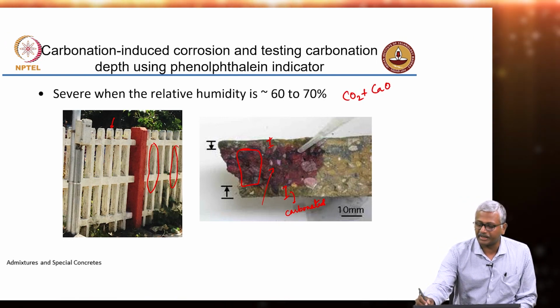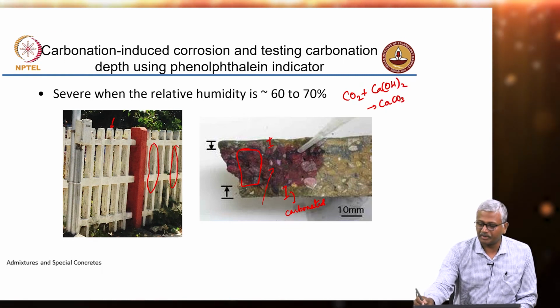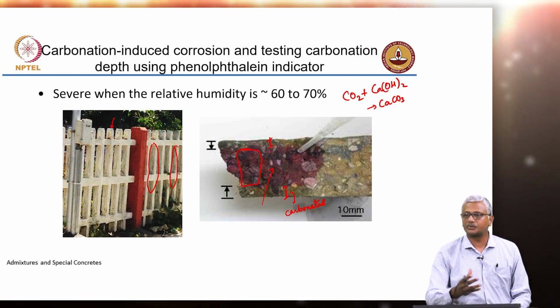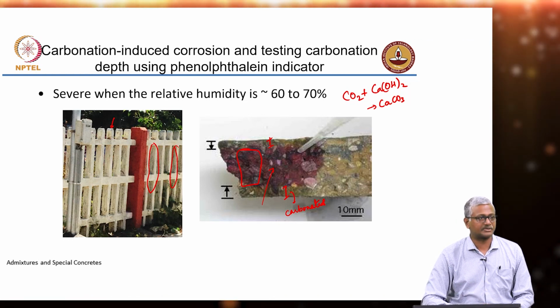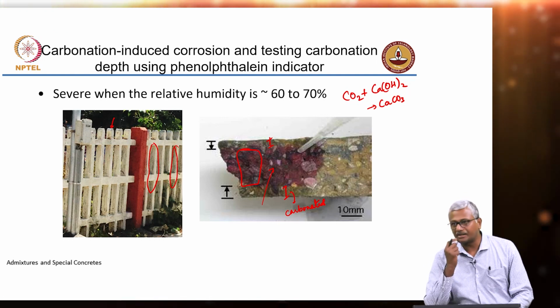Because CO2 combines with your calcium hydroxide to make calcium carbonate, and it reduces the alkaline buffer that is present in your system. Okay. So, pH reduces when CO2 enters the concrete.